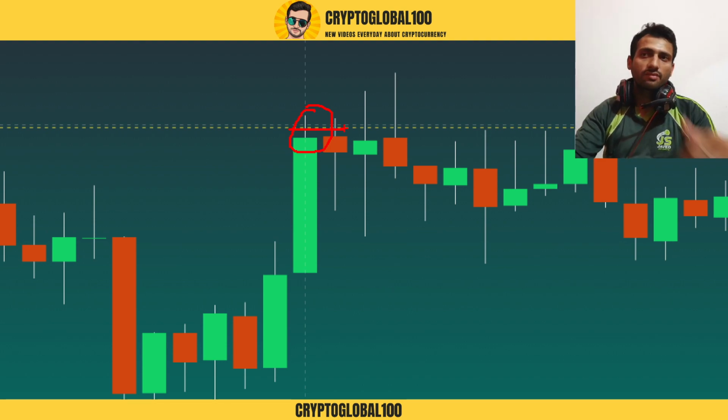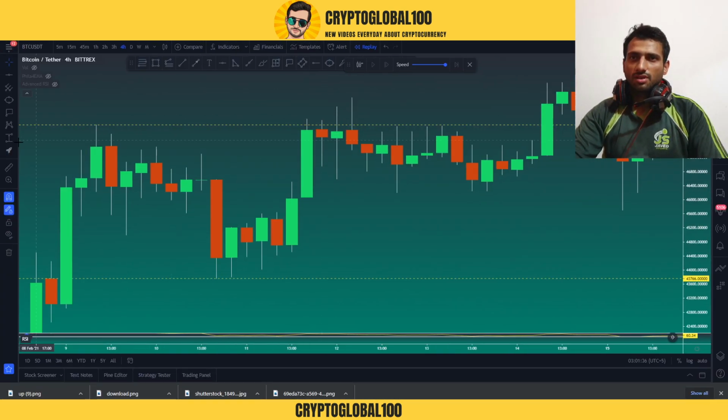You could have taken profit from the area, and you could have taken, like, a 10% move in this area. So that's the importance of support and resistance. Without applying any indicators, we did a simple 10% trade, okay.